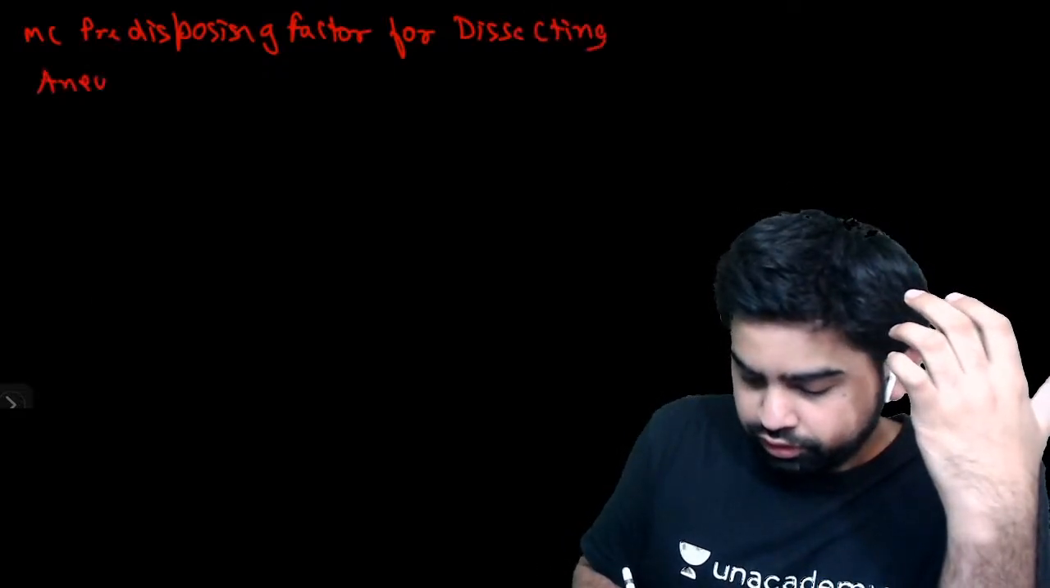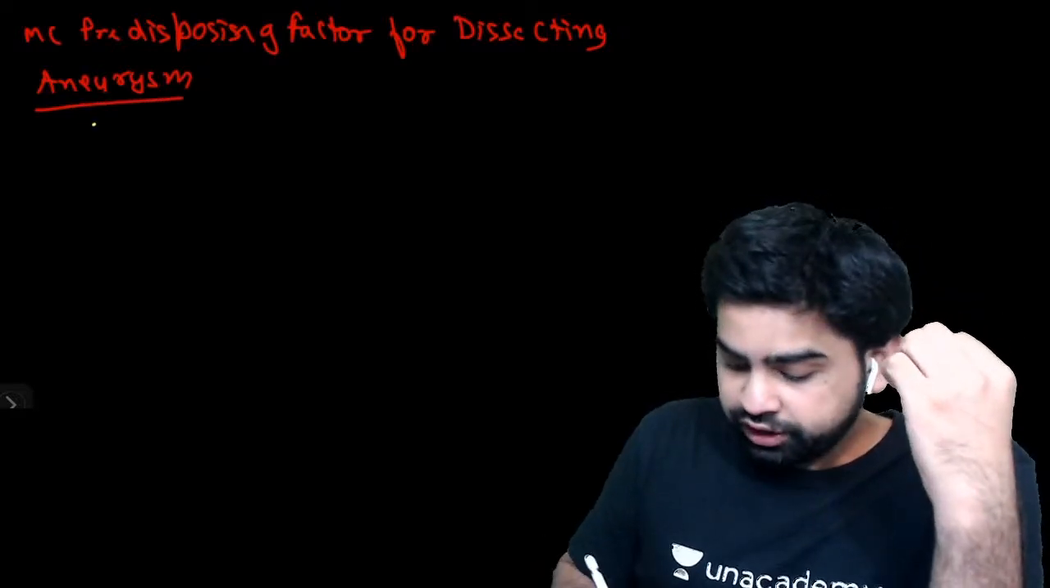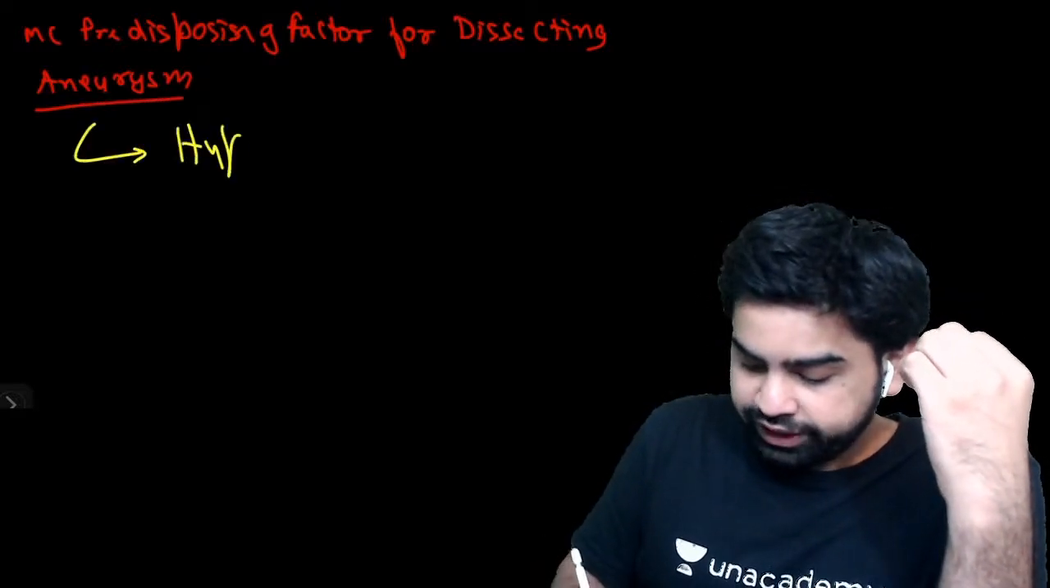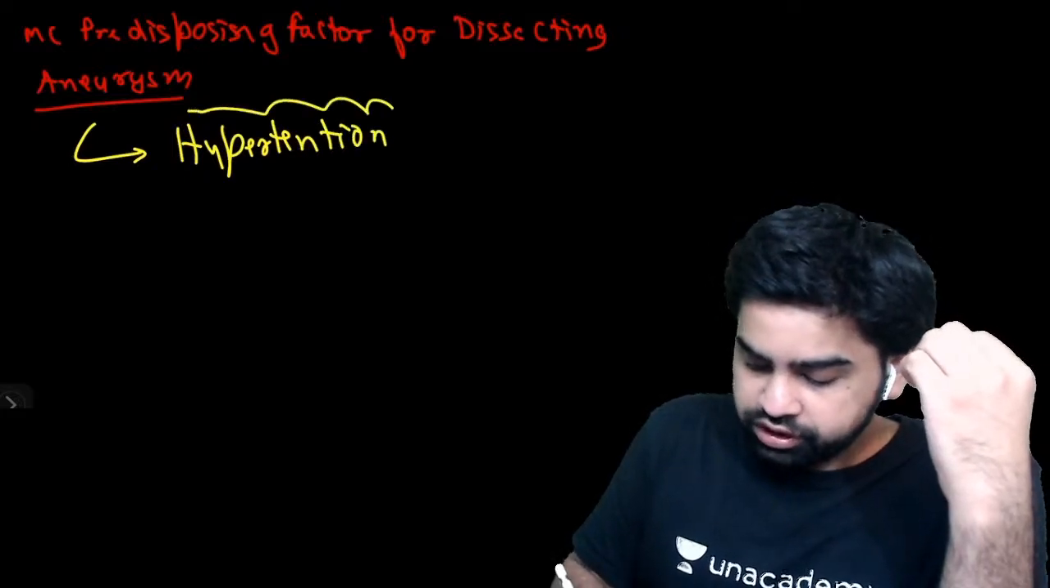Dissecting aneurysm. What is the most common predisposing factor? The answer is hypertension, guys. Uncontrolled hypertension. So this particular person is having this.